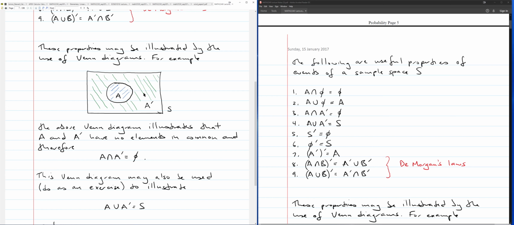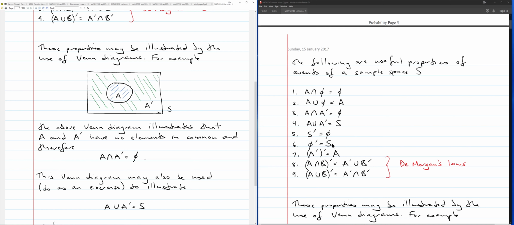Okay, and using the same diagram, you want to notice that if I consider the union of A and A complement, so this is A over here, and I take the union with A complement, what I get is all possible elements in the set S. So the union of A with A complement just gives me back S, which is this here.